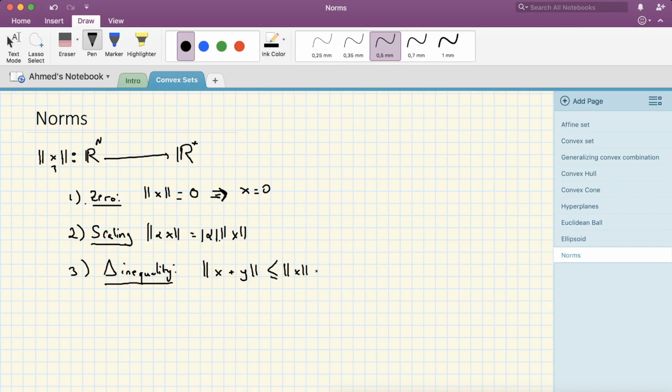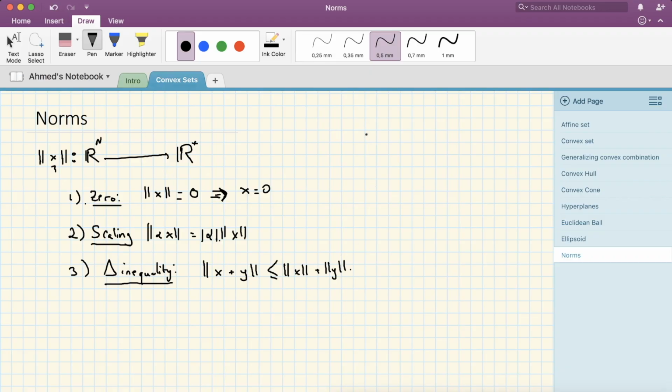And the last property is the triangular inequality, which says the norm of adding 2 vectors is always less than or equal to the sum of the norms. So the norm of the sums is less than the sum of the norms. Okay? Of course, we can define countless norms. Just grab a function that takes as input any vector of any size and returns something positive with those 3 properties, and voila.